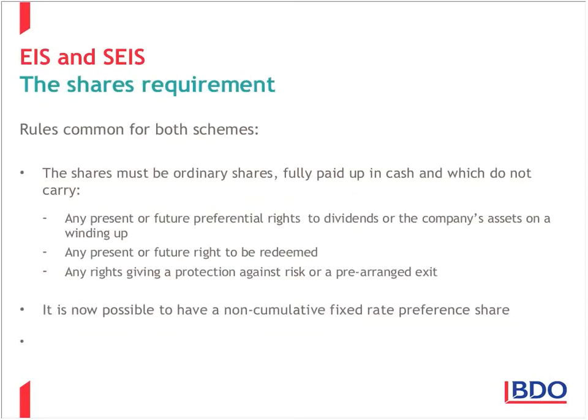The shares themselves have to be ordinary shares, fully paid up, without present or future preferential rights to dividends or assets on winding up. They mustn't be redeemable, and they can't have any protection against risk or a prearranged exit. They have to be full risk shares.